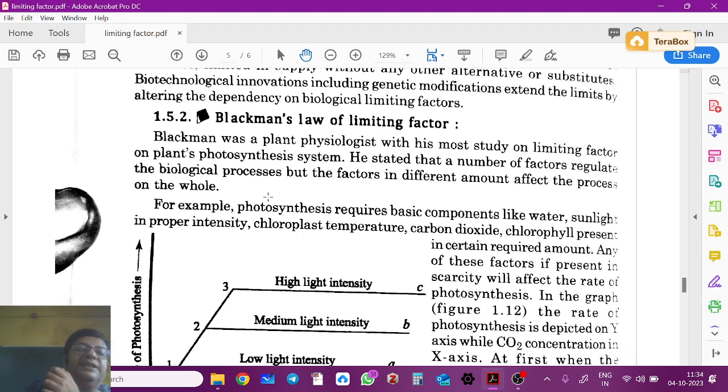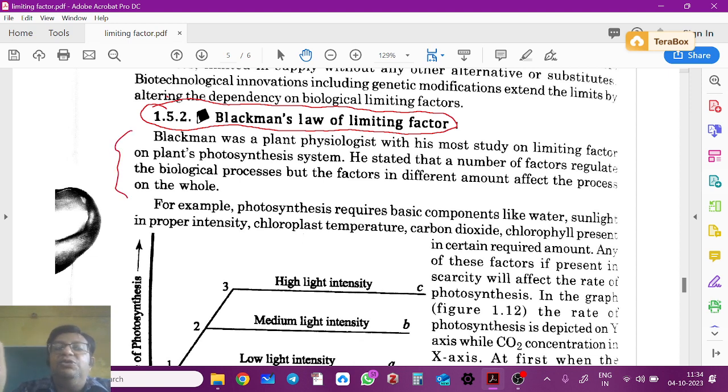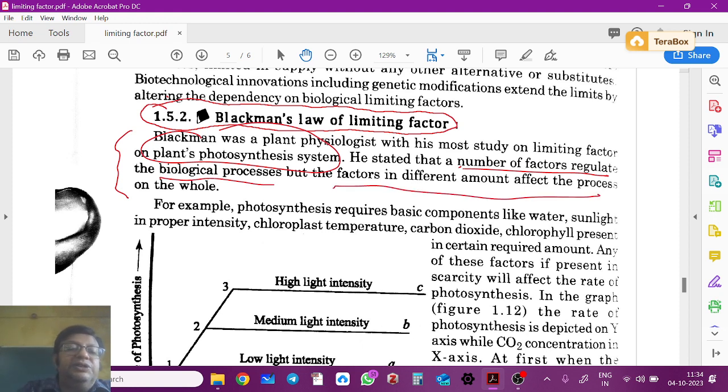Now go to 1.5.2, next page. Blackman's law of limiting factor. So Blackman essentially was a plant physiologist who did most of the studies on the limiting factors of the plant photosynthetic system. What he stated is that a number of factors regulate the biological processes, but the factors in different amounts affect the processes on the whole.